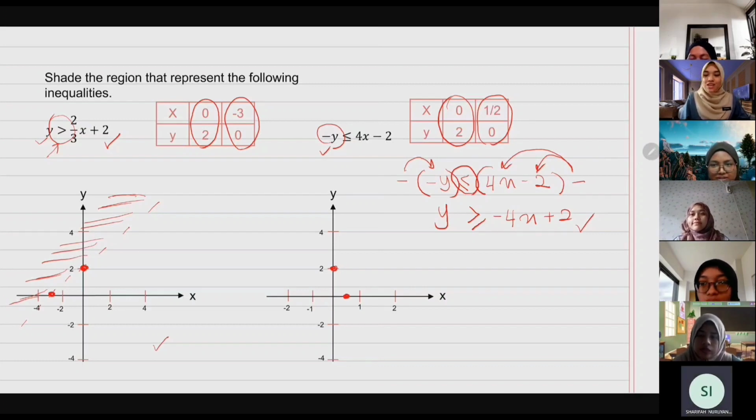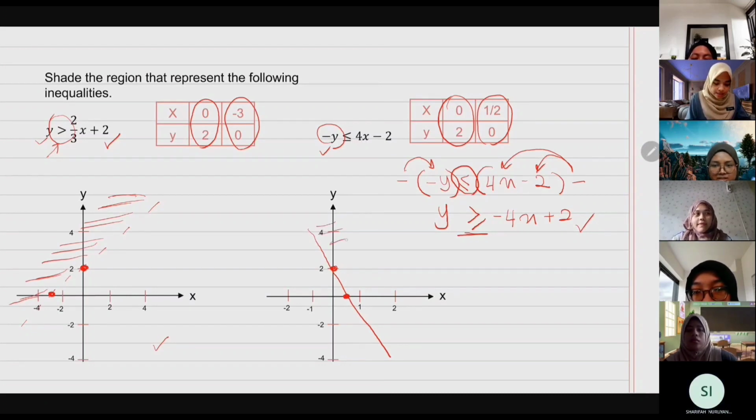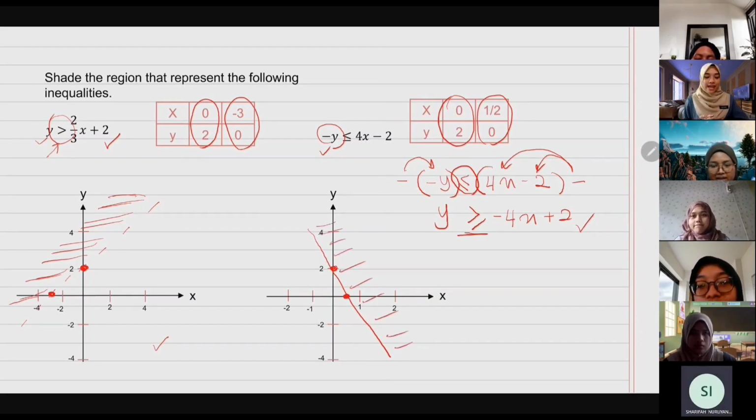Iza, can you tell me what type of line we should draw in this example? Solid. All right, good. So we need to draw a solid line that crosses these two coordinates. And then Umi, can you tell me where we should shade the region? Above the graph or under the graph? Above. Above the graph, because the symbol here is greater than or equal. All right, good job, everyone.